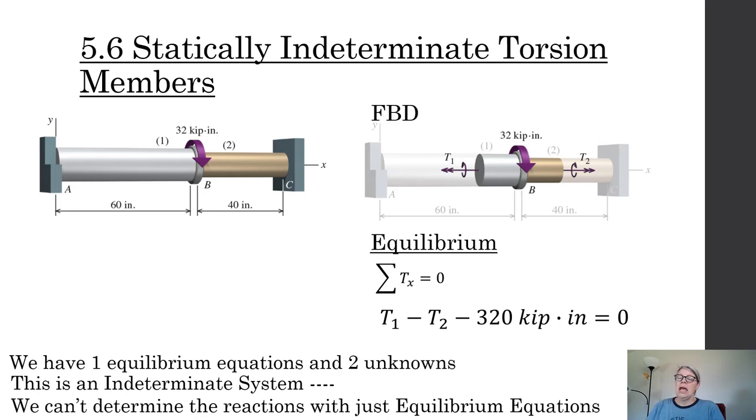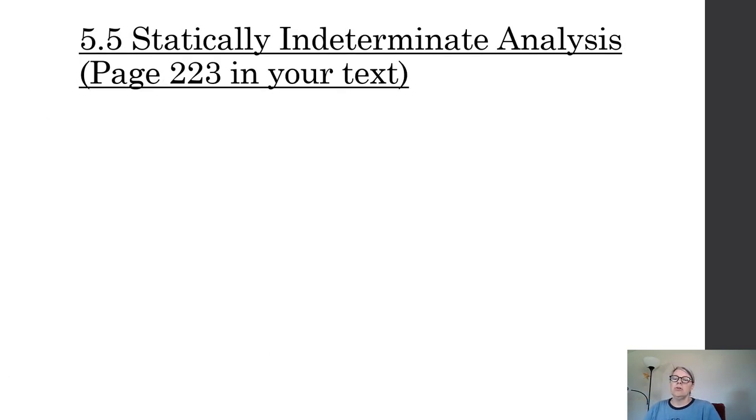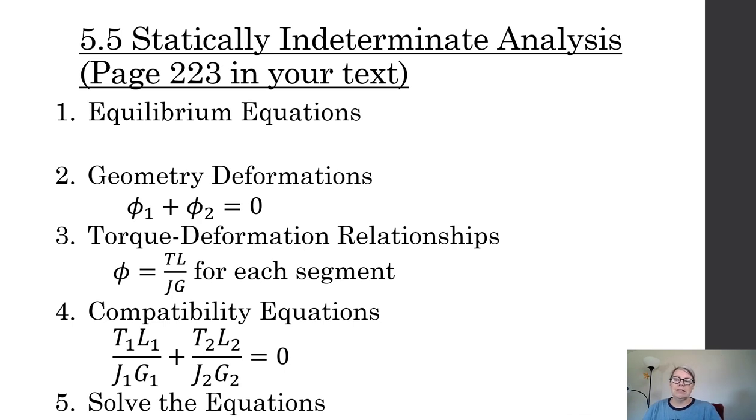We can go back and look at compatibility of deformation. If I'm twisting where 1 and 2 are joined, then 1 and 2 both have to be twisting the same amount. They're going to have different stresses, but their twist has to be the same at the point where they're combined. You can go to page 223 in your text and look at how this is set up. There are some really great examples that look at different situations where we have an indeterminate system.